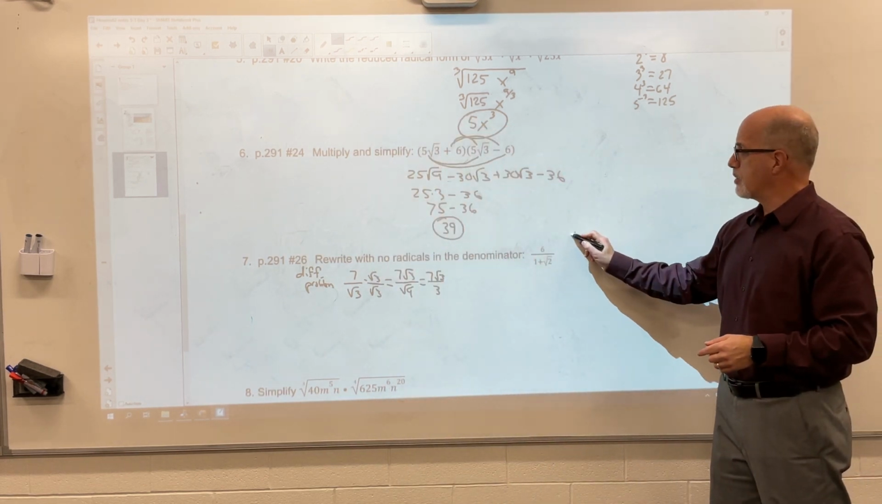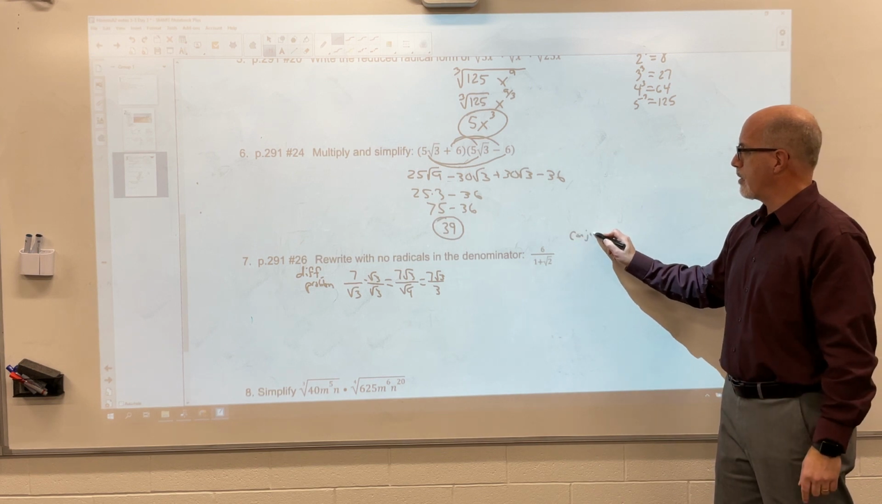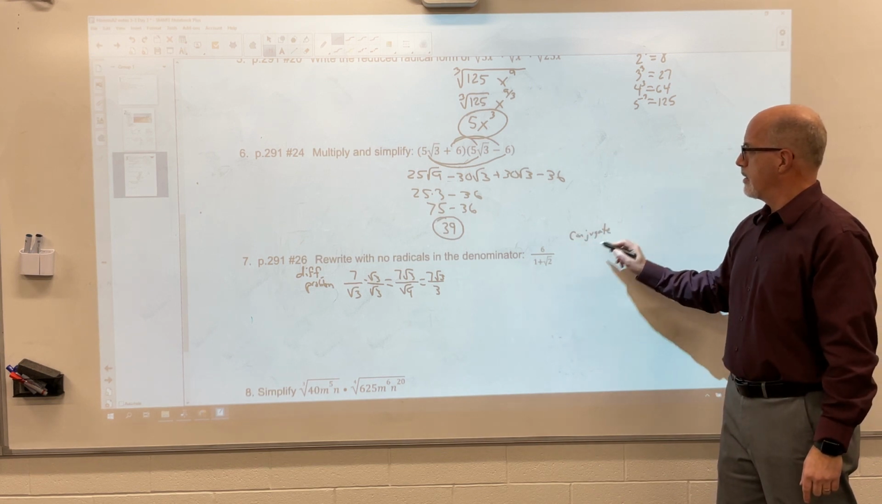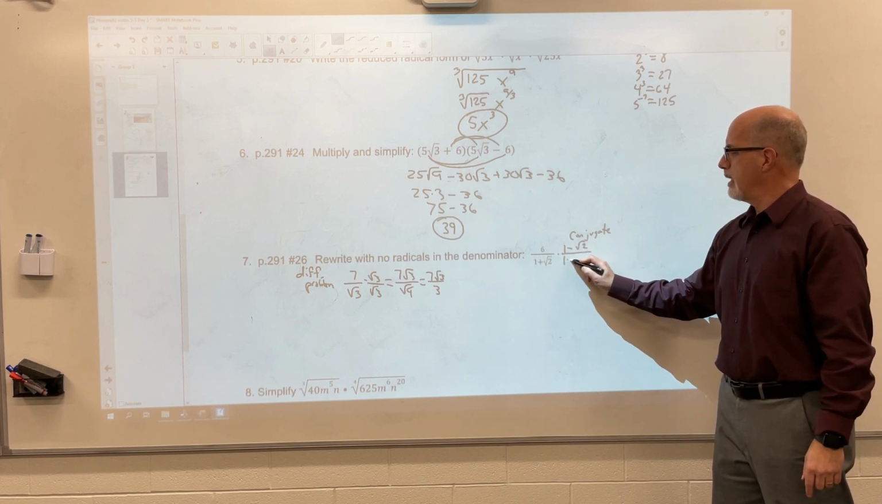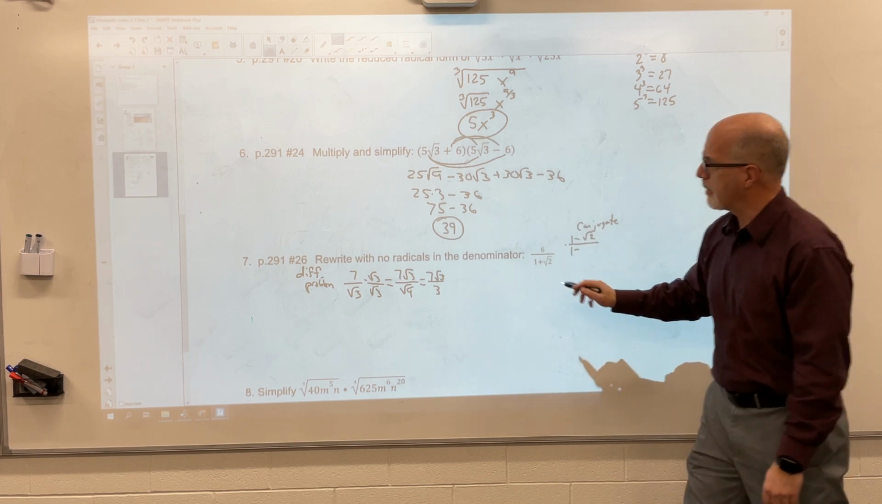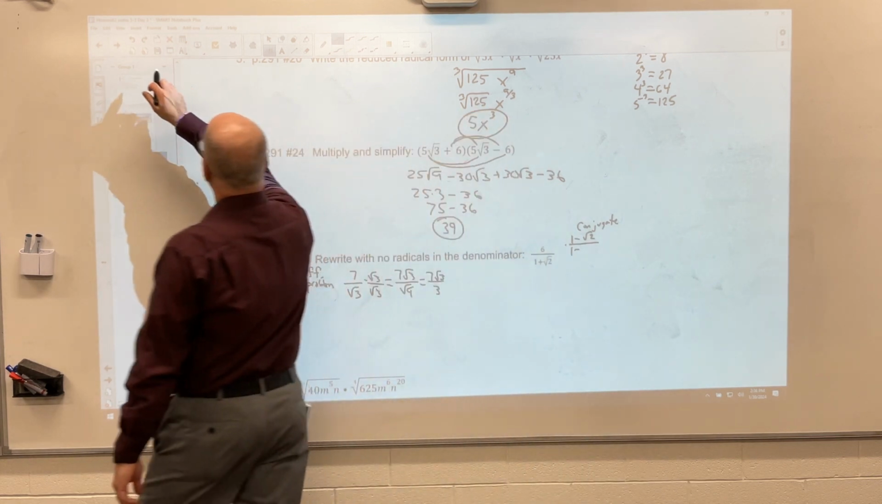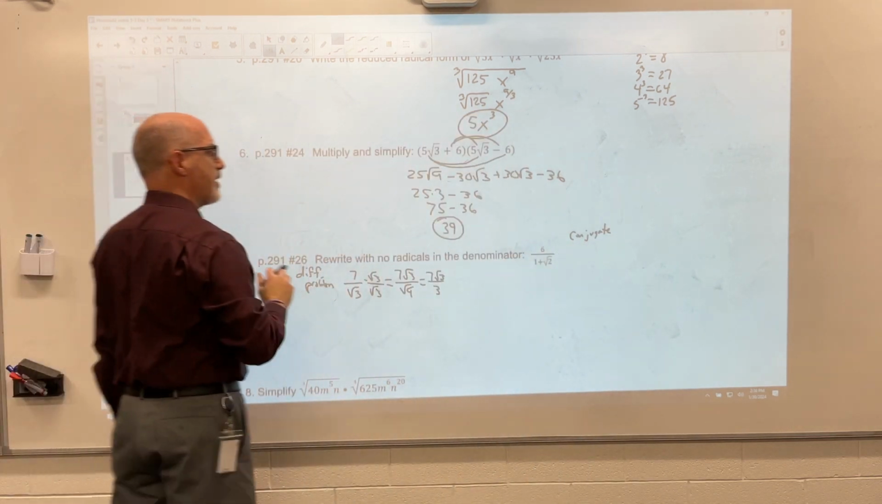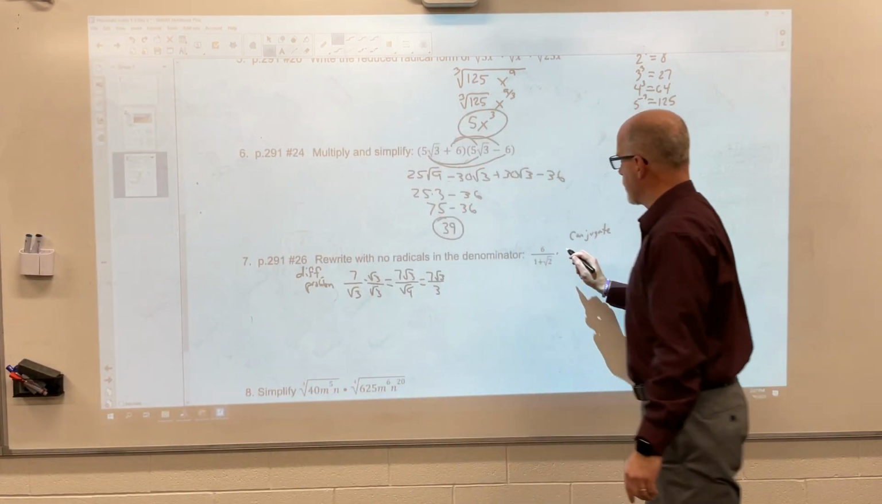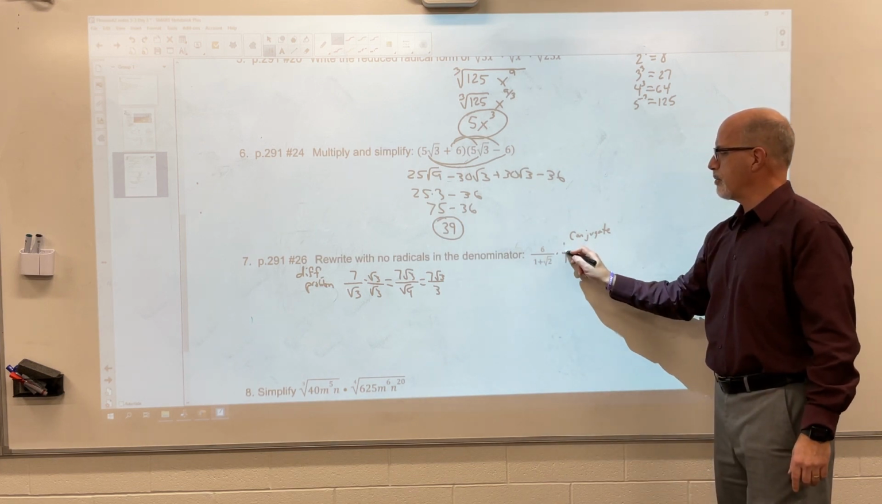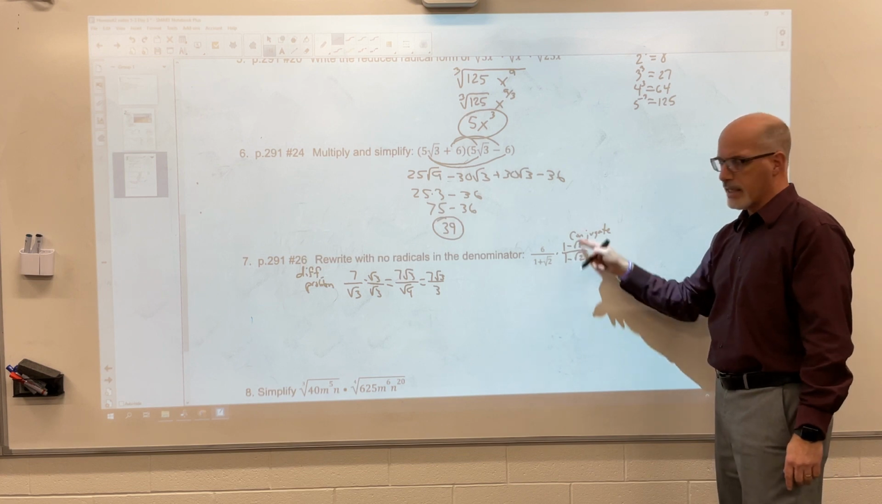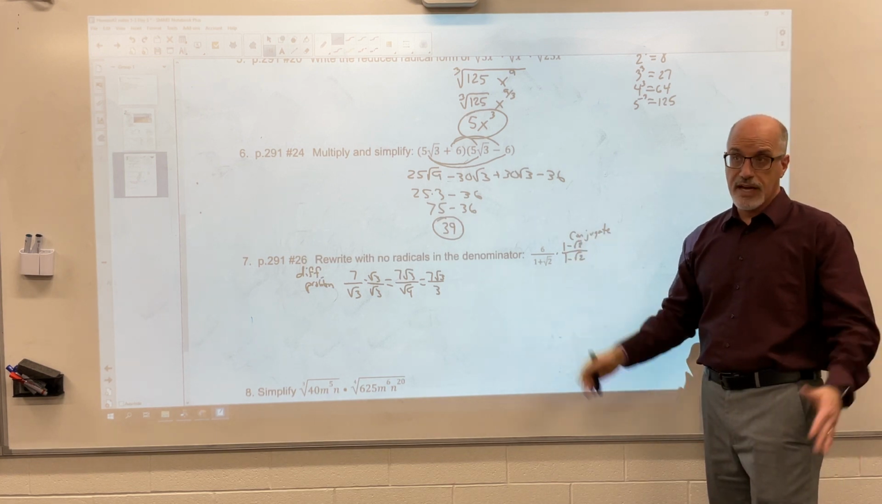That's going to be what gets rid of the square root in the denominator. So the conjugate is 1 minus the square root of 2. And you do it top and bottom. Just focus on the denominator, its conjugate, but you got to multiply top and bottom by it because you can't multiply by anything except for 1, otherwise it will change the value of the fraction.